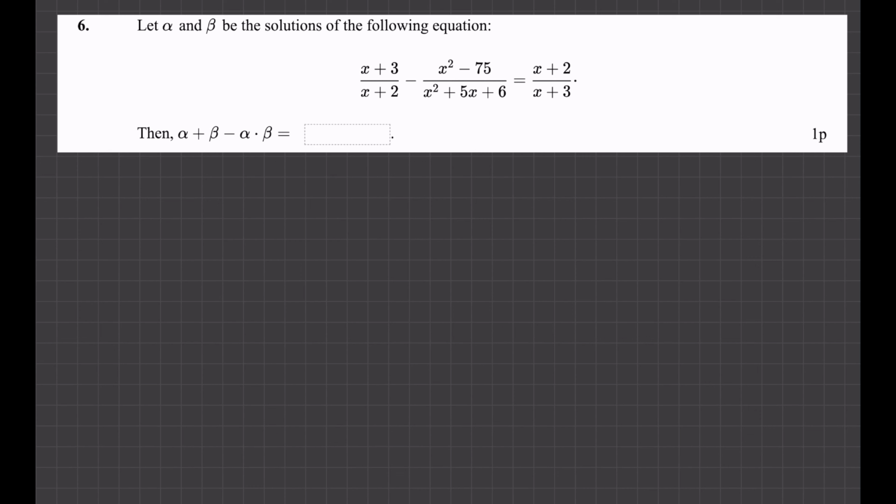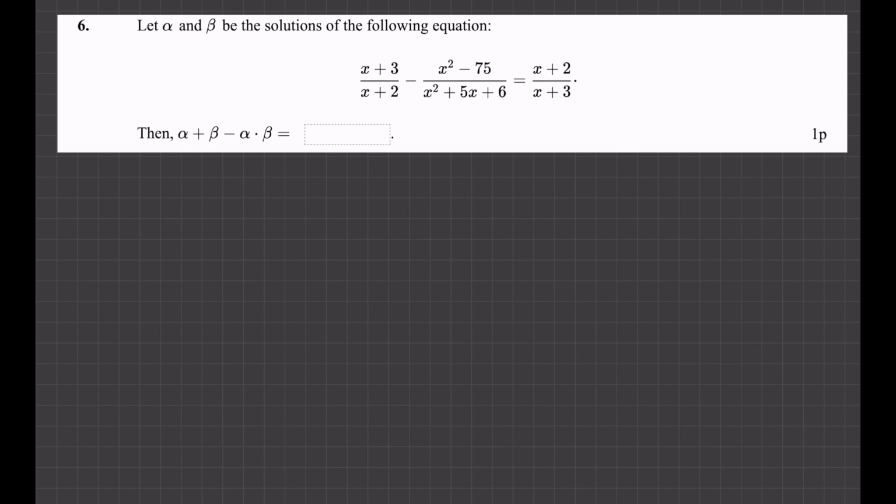Okay, finally the last equation. Let alpha and beta be solutions of the following equation. It's a rational equation again. Then alpha plus beta minus alpha beta is equal to what? Okay, so it is clear that I have to solve this rational equation.